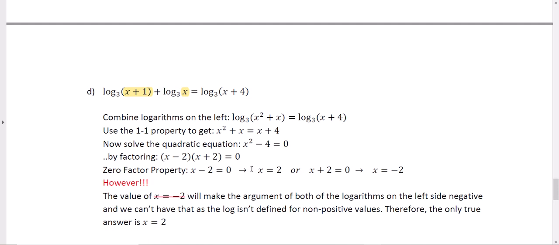Right? Sometimes it gives us extraneous or extra answers, and that's how you decide. You always take it back to the original. You always check and make sure it's possible.